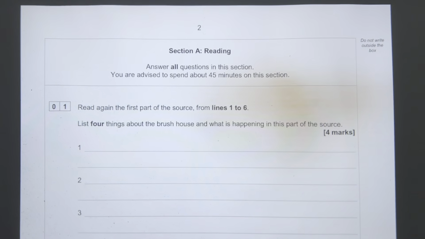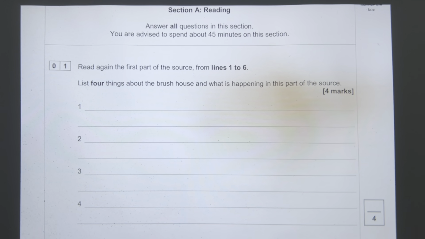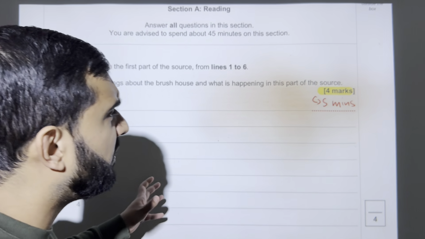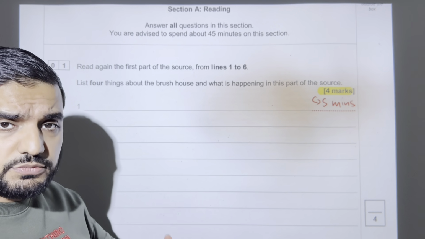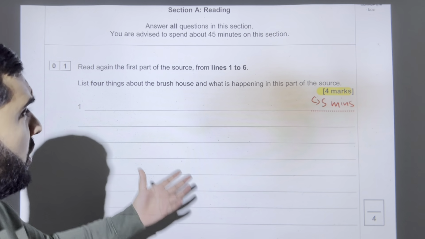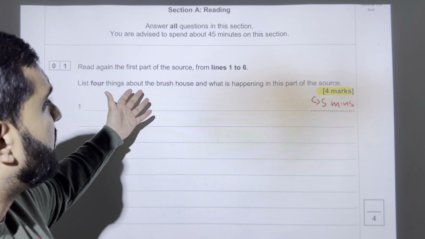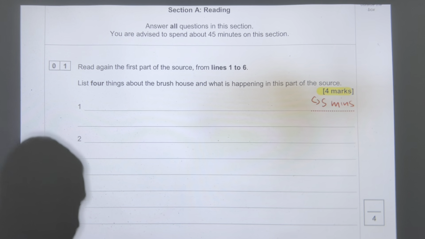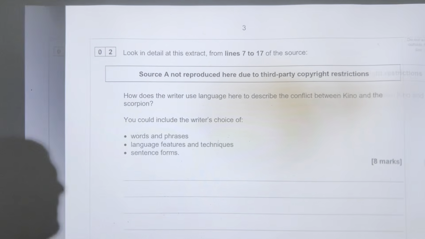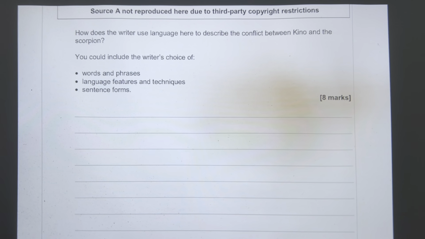So question 1 is a 4-mark question. And for question 1, we are spending 5 minutes. And what you have to do for question 1 is you essentially read the first paragraph, the first couple of lines, and you find 4 statements to support the answer. So this question says, list 4 things about the house and what is happening in this part of the source. That is question number 1. 4 marks, 5 minutes.